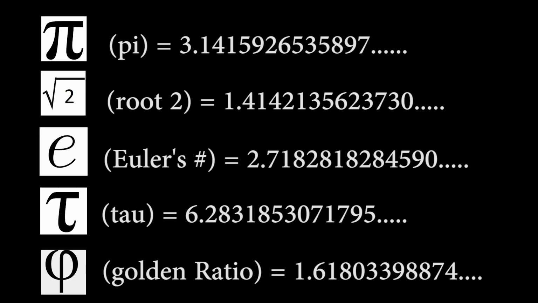So here is a list of the irrational numbers that I used. The first one is pi. That's the one I use the most, and I'm sure most people know what pi is. And then the square root of 2, and then e, which is Euler's number, and then tau, which is 2 pi, and the golden ratio. And if you don't know any of these, look them up on YouTube. There are a lot of really good videos out there about it.